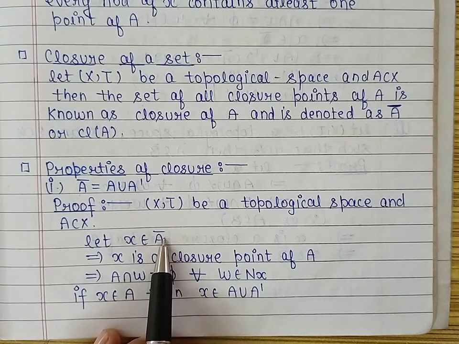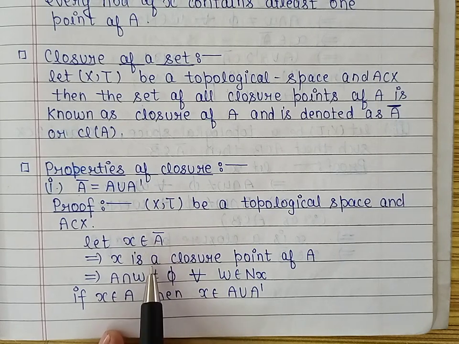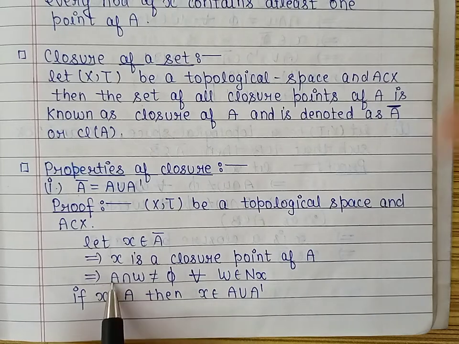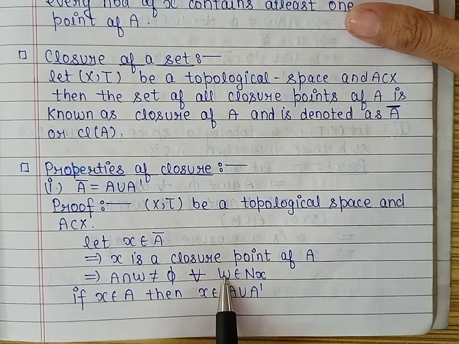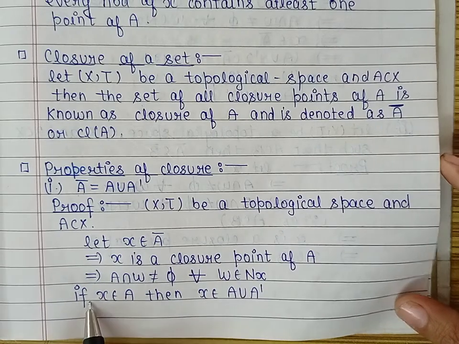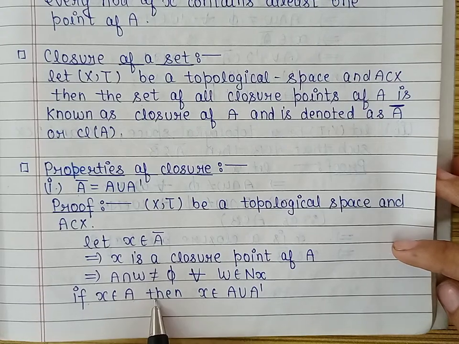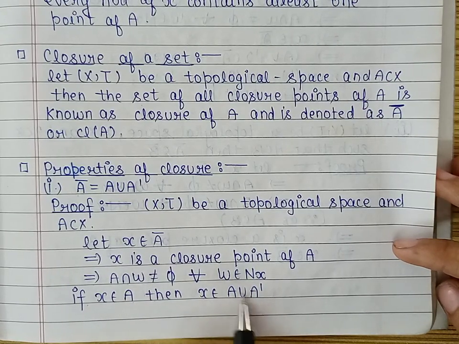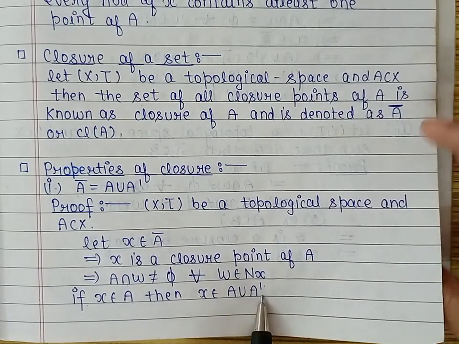Now by definition, x belongs to A closure, it means x is a closure point of A, and therefore every neighborhood of x contains at least one point of A. It means A intersection W is not equal to phi for every W belonging to the neighborhood system of x. Now, either x belongs to A or x belongs to A dash. If x belongs to A, then because A is contained in A union A dash, in this case x belongs to A union A dash.